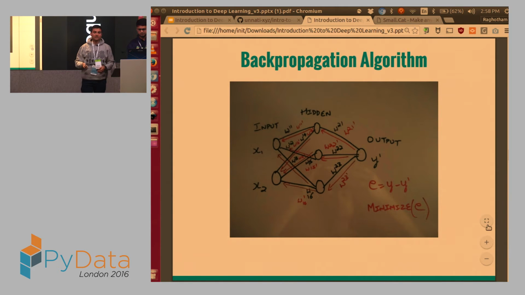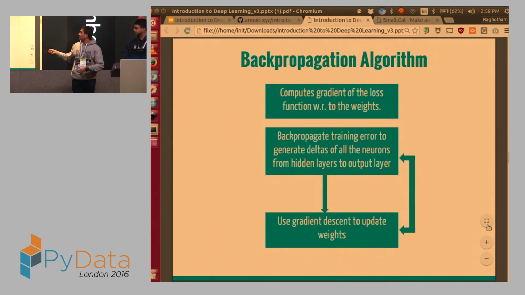So this is all about learning in a neural network. This is the backpropagation algorithm. There's a lot of math involved, but our interest is not that today, so let's move on. Basically, you compute the gradient of the loss function, you backpropagate, fix the weights in the previous connection, and then you run it multiple times.